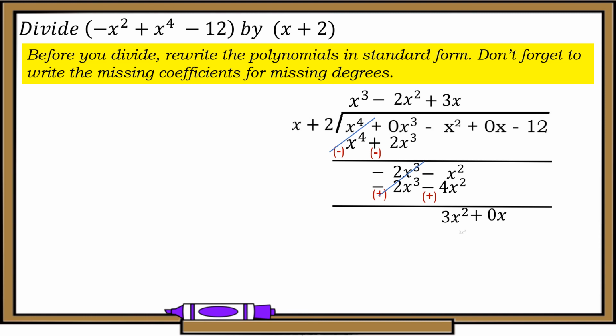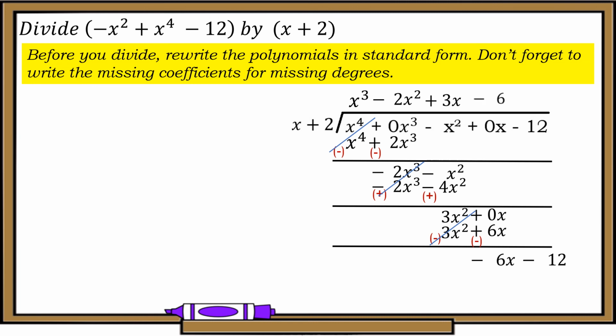Multiply. 3x times x is positive 3x squared. Then 3x times positive 2 is positive 6x. Subtract. Change the sign of the subtrahend. So, ito, cancel. Then, 0x minus 6x is negative 6x. Bring down, negative 12. So, kung may i-bring down, magdi-divide uli.